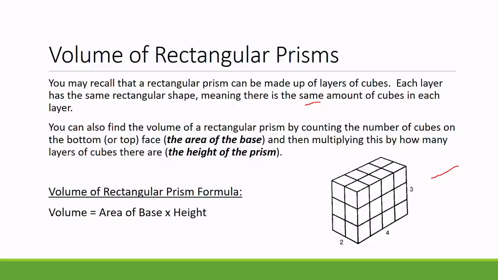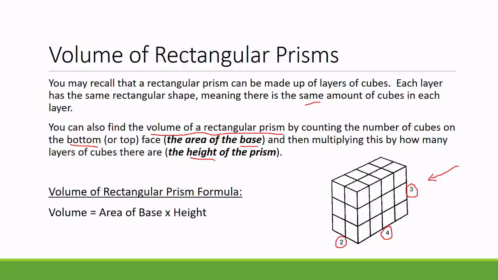Take a look at this diagram down here. So you'll notice that there is 3 layers of cubes, and each one of those layers is 4 units long and 2 units wide. And so each of those layers are the same. You can also find the volume of a rectangular prism by counting the number of cubes on the bottom or top face. We usually use the bottom because that's the base. And you'll notice that in bold I've called that the area of the base. And then multiplied this by how many layers of cubes there are. In other words, that's the height of the prism.